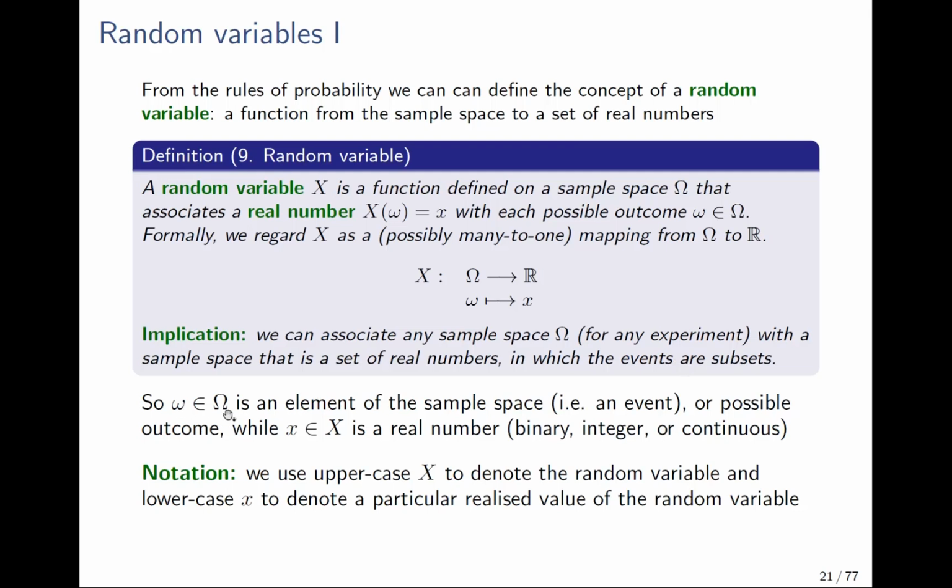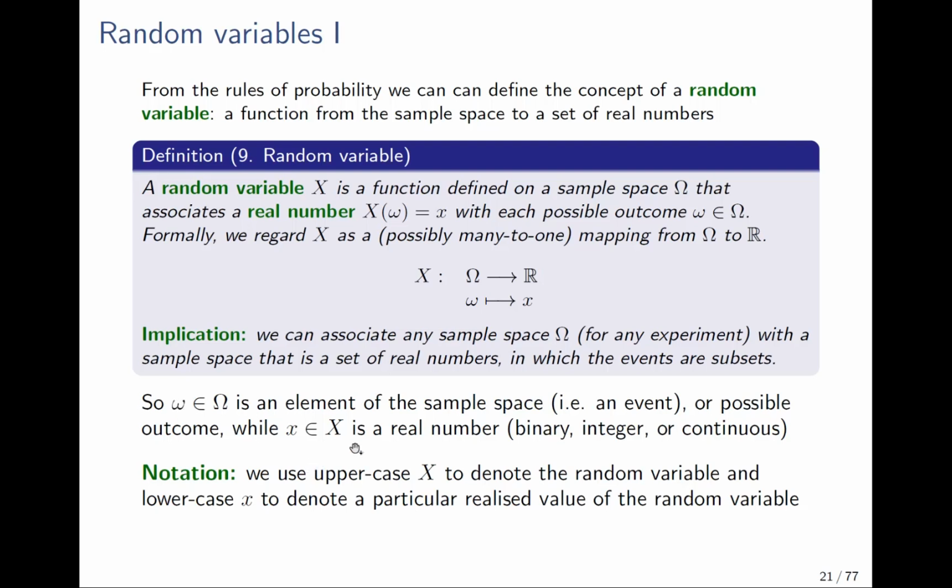So omega, small omega, element of the sample space, is an event or a possible outcome. X is a real number, and that real number could be binary, it could be integer, or it could be continuous, and the random variable is mapping each of these outcomes and events to a real number.